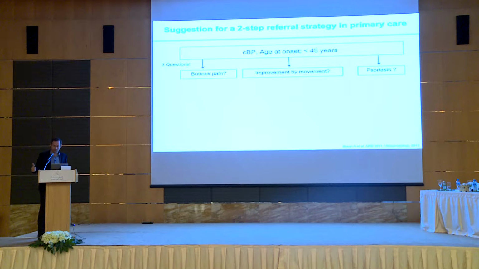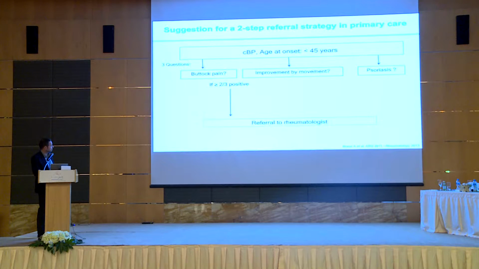You see, I'm not talking about B27 here, I'm not talking about inflammatory bowel disease, I'm not talking about imaging. All these questions were asked, but the 3 main ones were these ones. So this is the statistical model that showed these 3 questions as being important. And if the patient has 2 out of these 3 positive, it's very simple, everybody can do that without doing any lab tests and so on. So young patients, chronic back pain, 2 of these 3 questions being positive, then please refer to the rheumatologist.